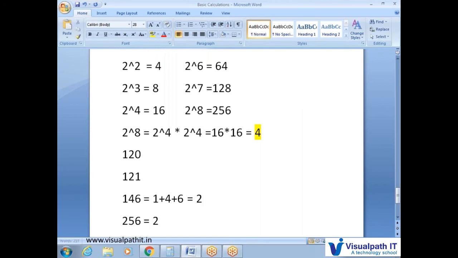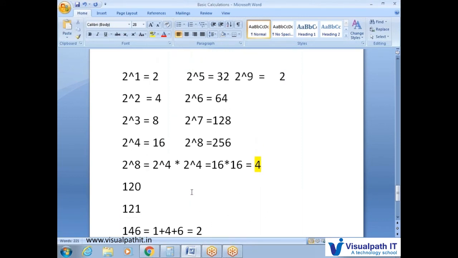What is the option? 2 plus 5 plus 6. So 2 plus 5 is 7, 7 plus 6 is 13, and 13 means 4. 4 equals 4. Which one is correct? Option D is the correct answer. So LHS is equal to RHS.